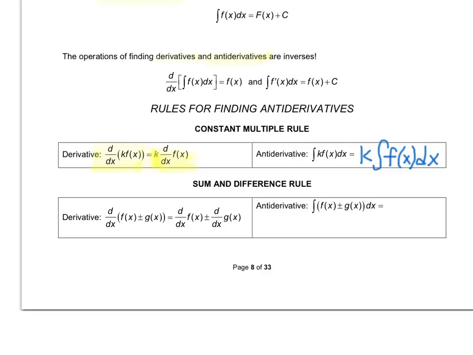Likewise, with our sum and difference rule for derivatives, we've got a sum and difference rule for antiderivatives. If you've got two functions, f of x and g of x, you can break them up depending on if it's a plus or a minus, and just do each antiderivative or indefinite integral separately. Now the trick here is you have to remember that you've got a dx for both of them, because remember, dx is telling us what variable we're integrating with respect to. Okay? So those are the constant multiple and the sum and difference rule.